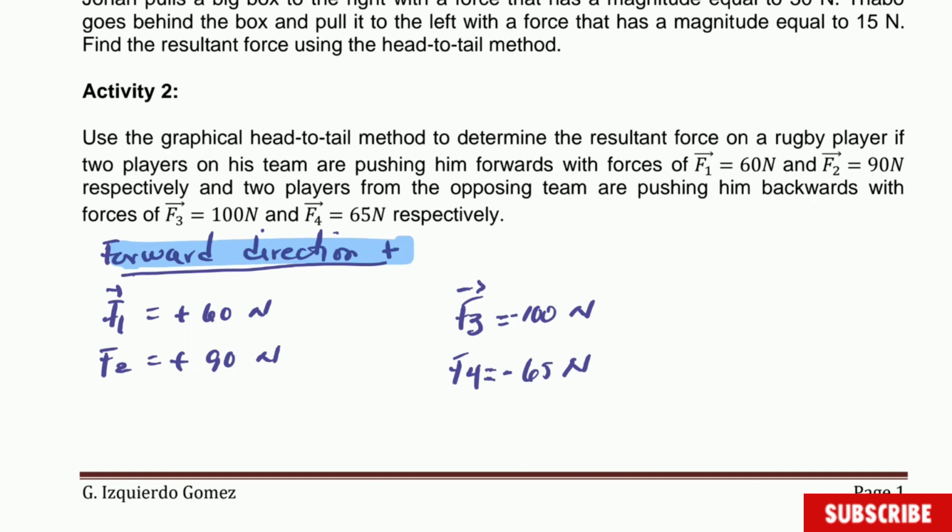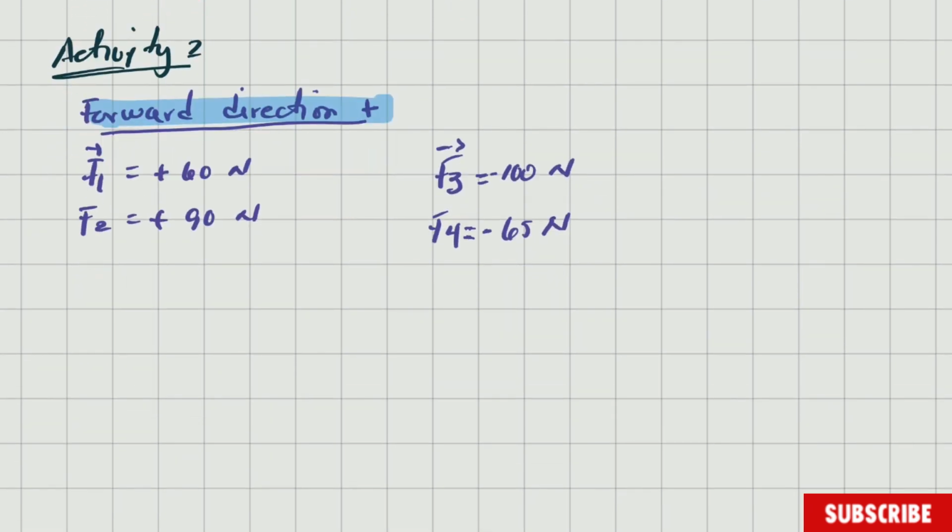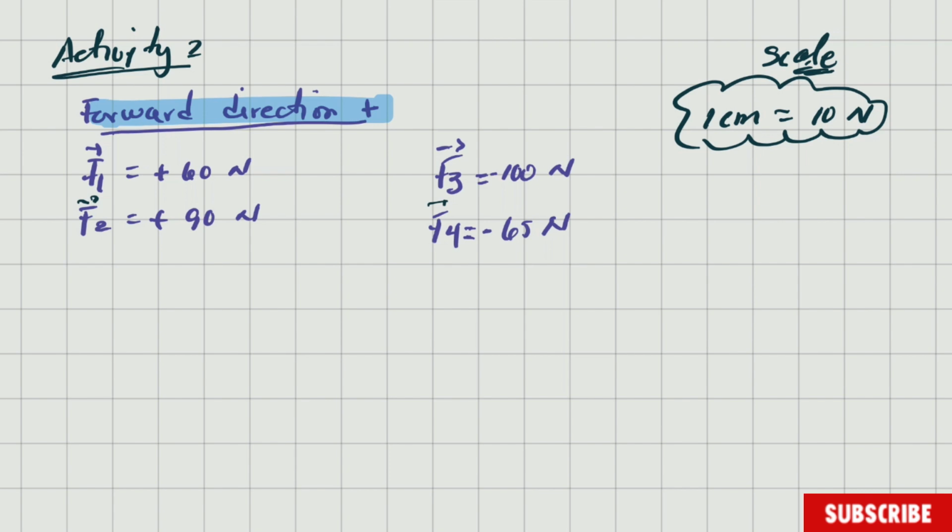Now let's look for the scale first. Okay, so what scale is suitable here? We have 10 Newton, we have 60, the smallest is 10, and we have 65. I think the best option here, remember this is vector notation, is to say that 1 centimeter is going to be equivalent to 10 Newton. Okay, that is the scale we are going to select. Remember, the type of scale you want is entirely optional. So let's do it for each of them.